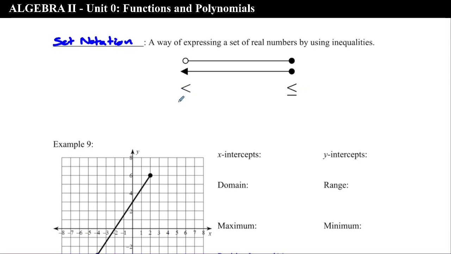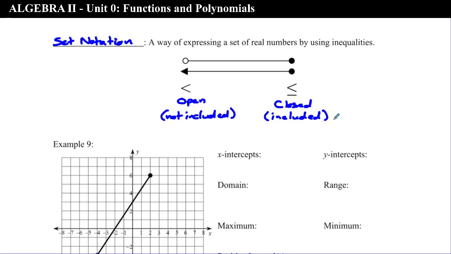If it is open, again, when we're talking about open, we're saying that it's not included, which is going to be the case if we're going to infinity, or if we have an open dot, we will use a greater than or less than sign. If it's closed, which is indicated by a solid dot on the graph, and a greater than or equal to or less than or equal to sign, then we are saying that it is included.